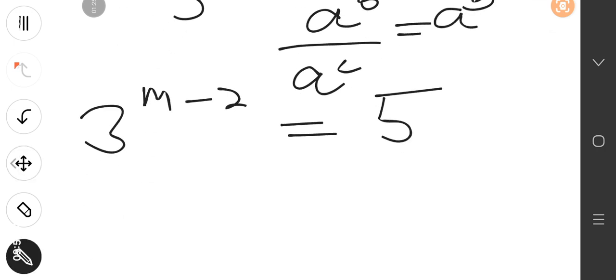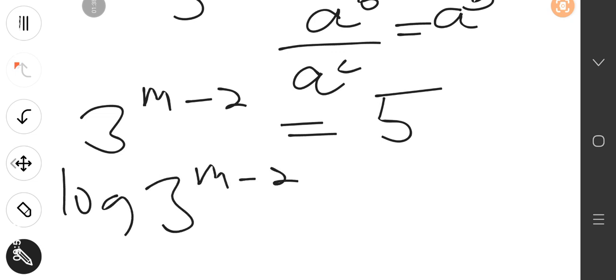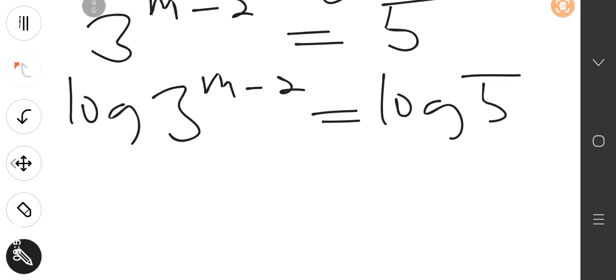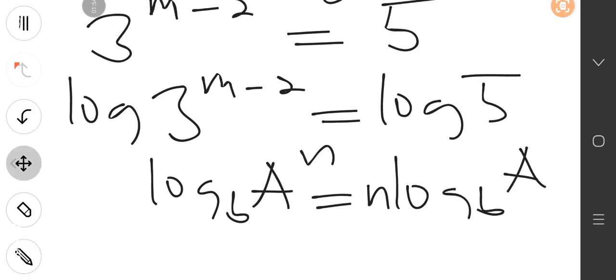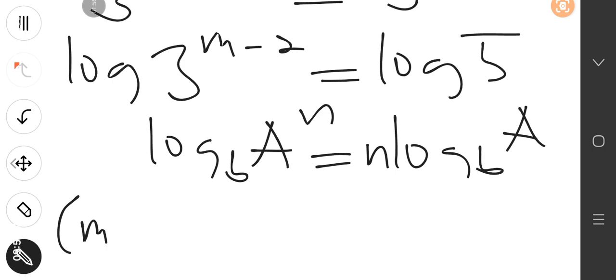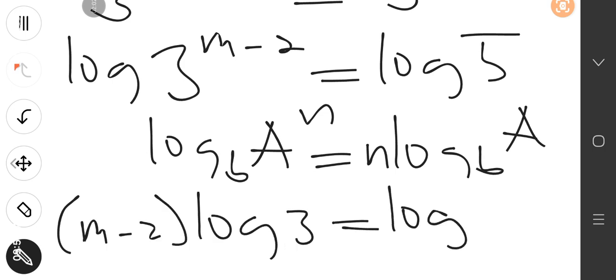Are you there? We say this base and this base are not the same. Because of that, we are going to apply logarithm. So we say log of 3^(m minus 2) equals log 5. Now let's apply the logarithm definition here. We say log of a^n base b gives us n log a base b. So our equation becomes (m minus 2) times log 3 equals log 5.